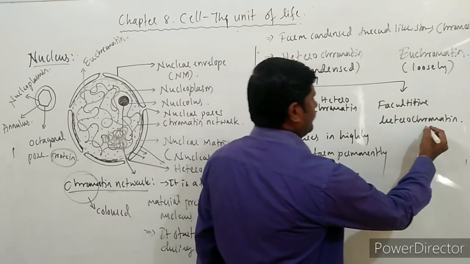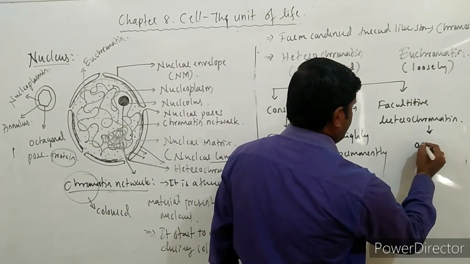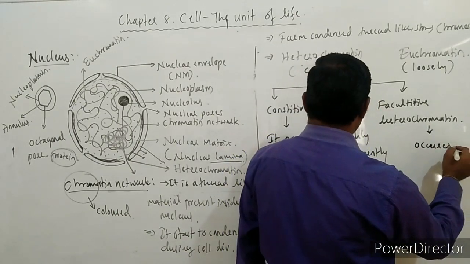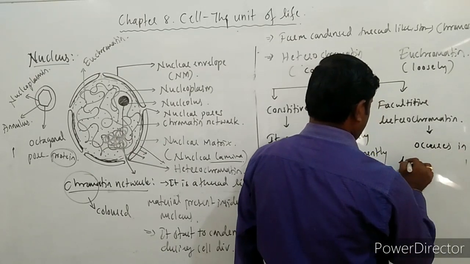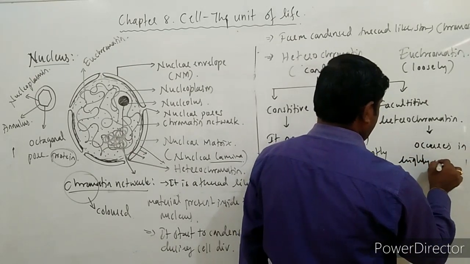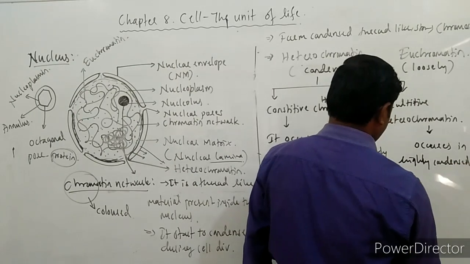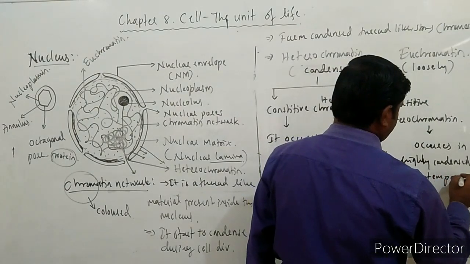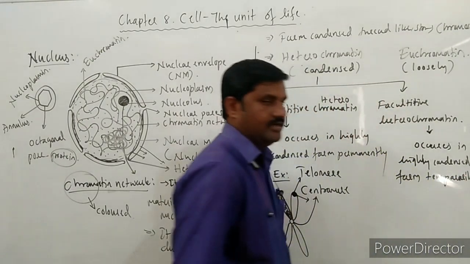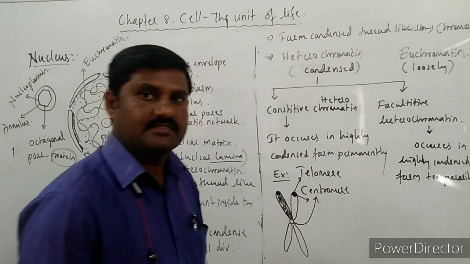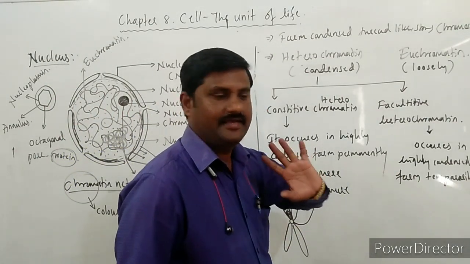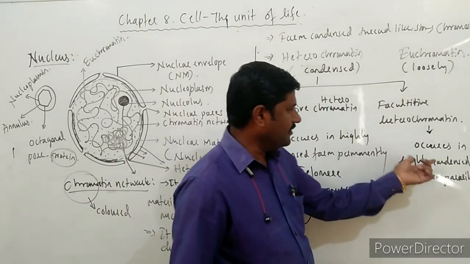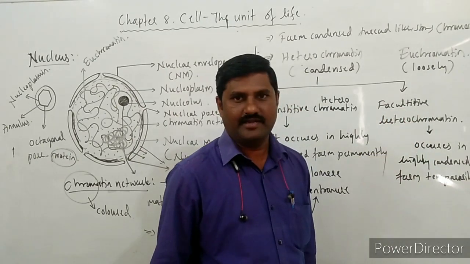Okay. Facultative heterochromatin occurs in highly condensed form temporarily. Temporarily it becomes highly condensed form, not permanently. It is permanently in one case, temporarily in the other, right? So that kind of heterochromatin is called facultative chromatin.